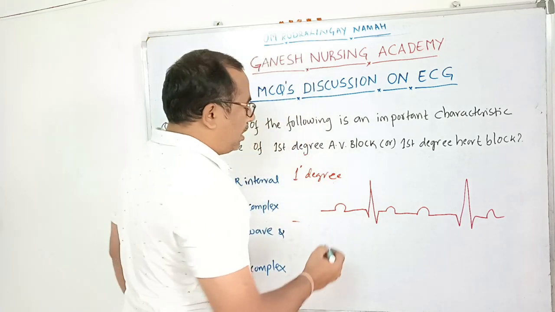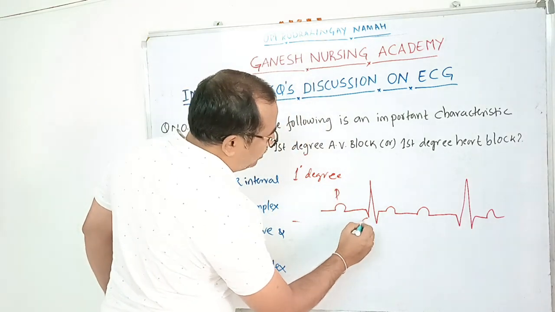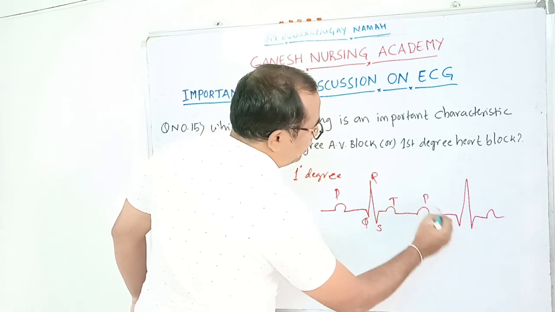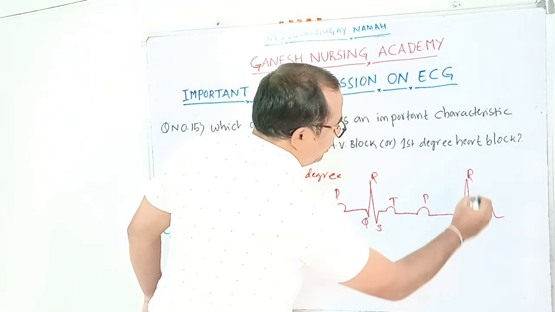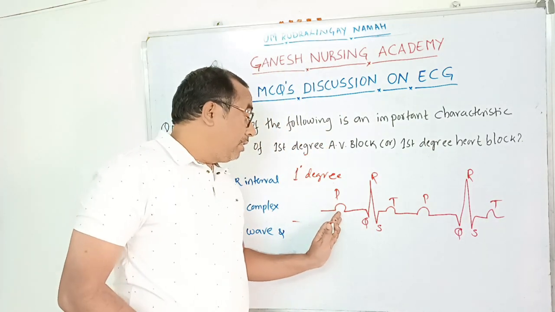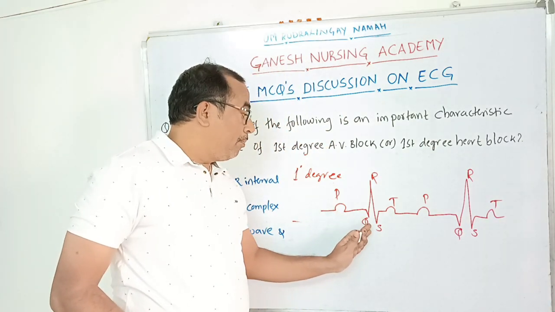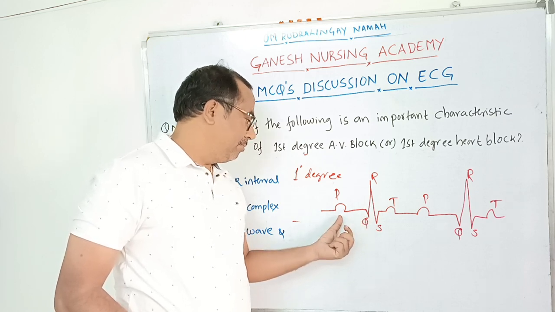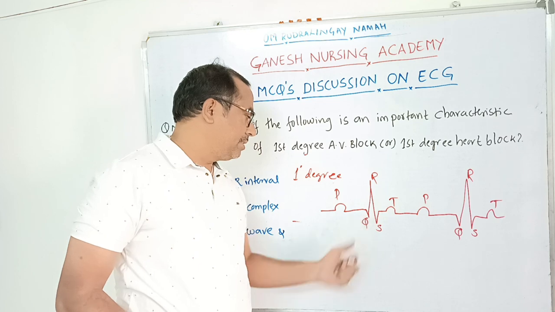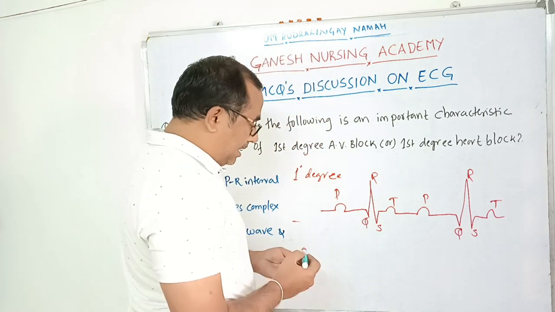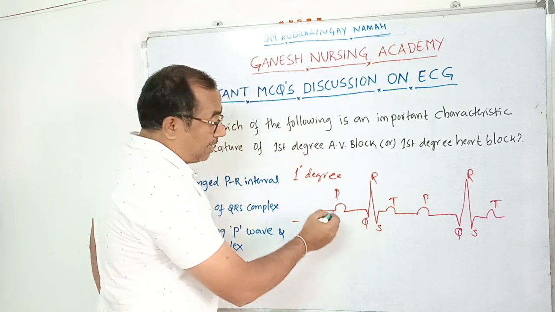So what happens here? This is P, Q, R, S, T. P, Q, R, S, T. After the appearance of the P wave, there is a wide gap before the QRS complex appears. There is a wide delay from the appearance of the P wave to the appearance of the QRS complex. The same thing happened here. Why is there a delay in the appearance of the QRS complex after the P wave?